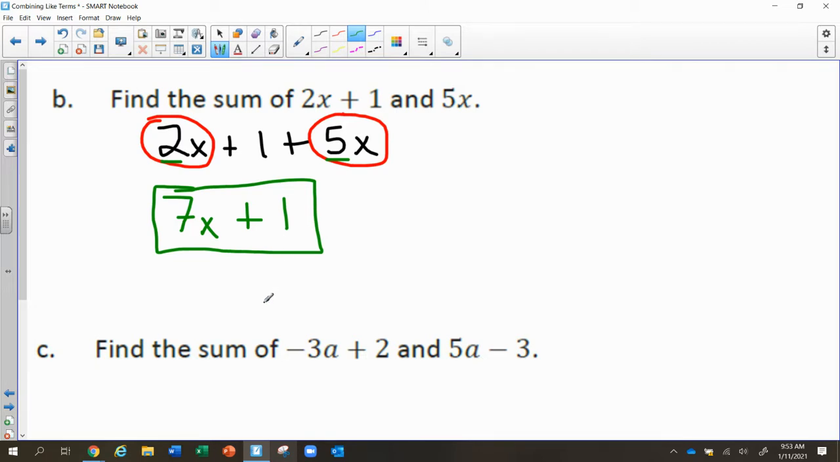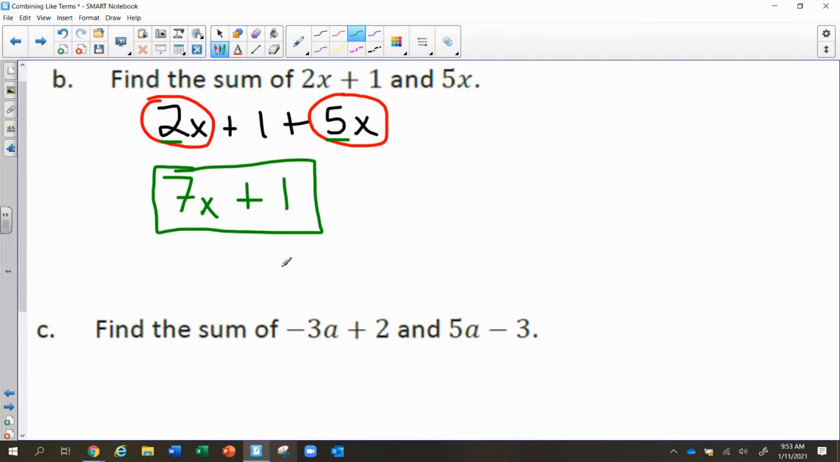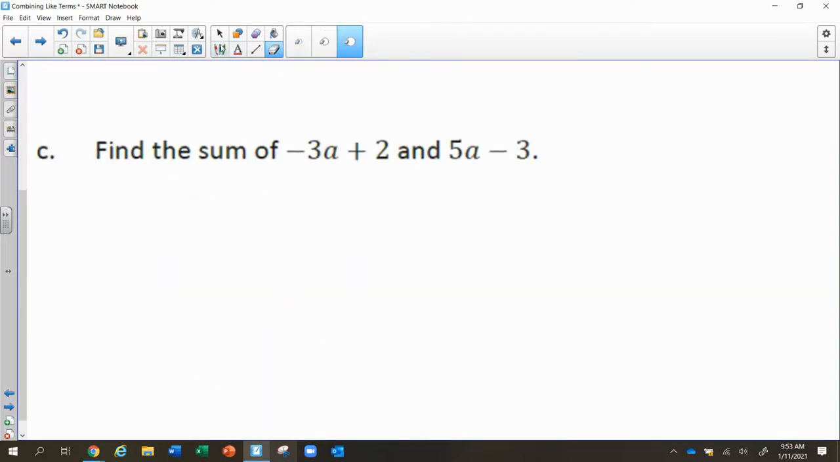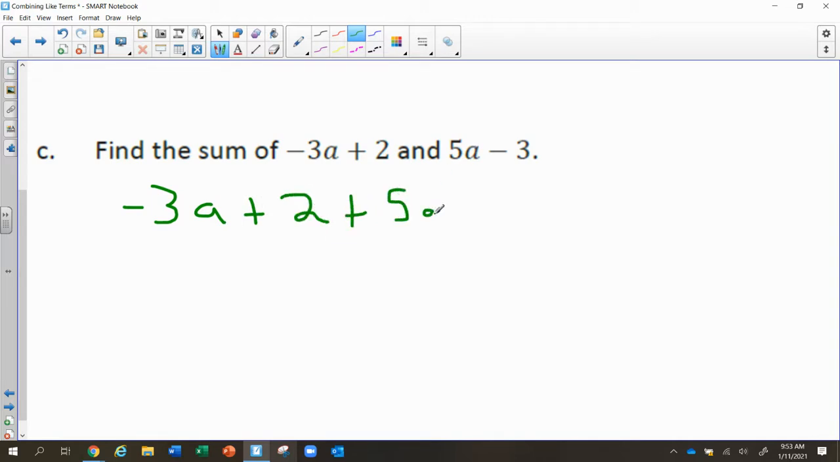The next one. So now I'm going to write these 2 out. So negative 3a plus 2 plus 5a minus 3.